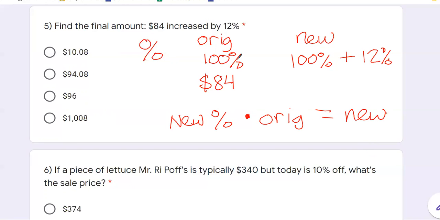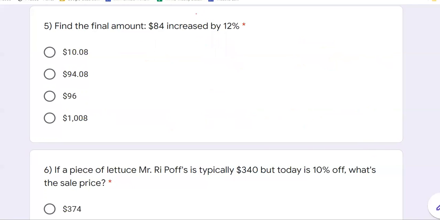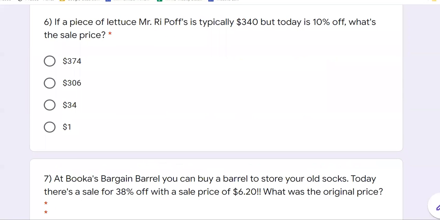Okay? Or final amount, I guess. New, final. A lot of times in math, the reason it's hard is because you have different words that mean the same thing. So you can't just memorize one word. You have to think about what those words mean. Okay, if a piece of lettuce at Mr. Ripoff's is typically $340, but today is 10% off, what's the sale price? Sale price is the same as the new price or ending price or final amount.